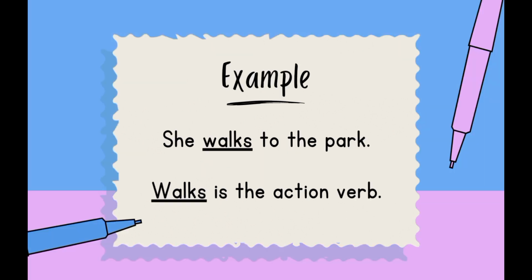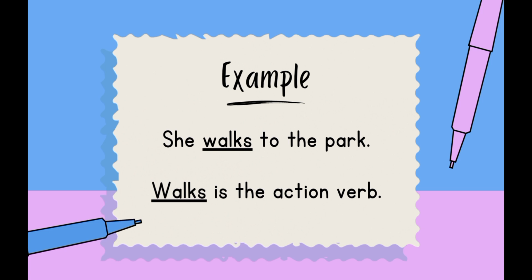Examples of action verbs. She walks to the park. Walks is the action verb here. So it is performing an action.